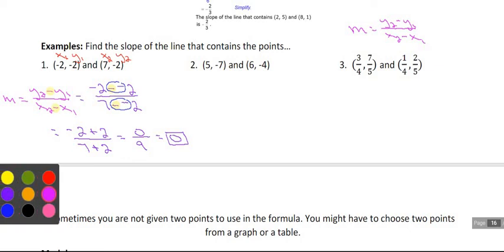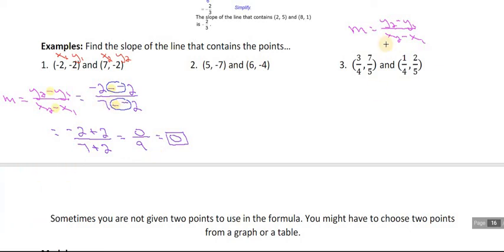I'm going to label each of my ordered pairs. Okay, so this is my first ordered pair. Therefore, 3/4 is x of my first. 7/5 is y of my first. 1/4 is x of my second. 2/5 is y of my second.